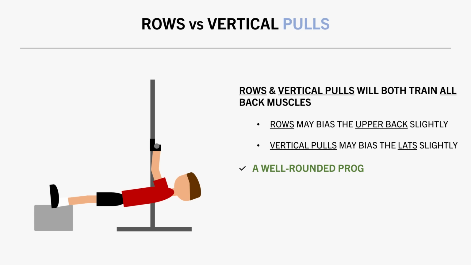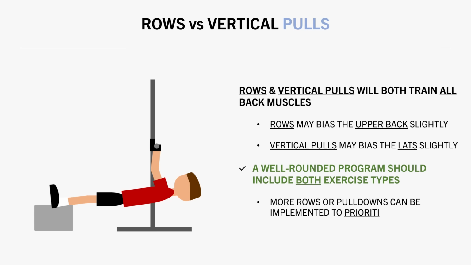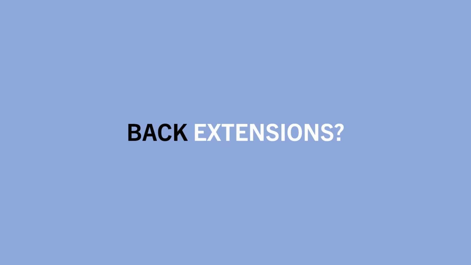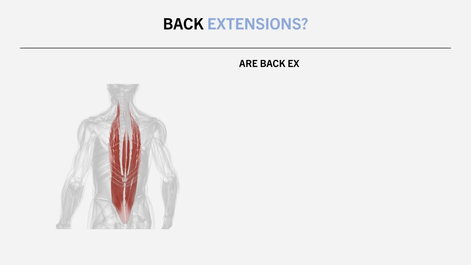In most cases, a well-rounded program should probably include a similar amount of both exercise types for overall back development. However, you can include a greater number of rows or pull-downs in your program based on if you want to specifically emphasize certain regions of the back over others. And the other programming consideration is for the use of back extensions. Or more specifically, are they necessary to include in a training program?